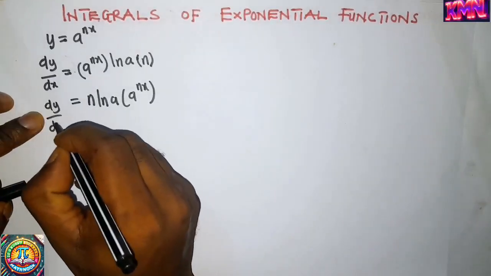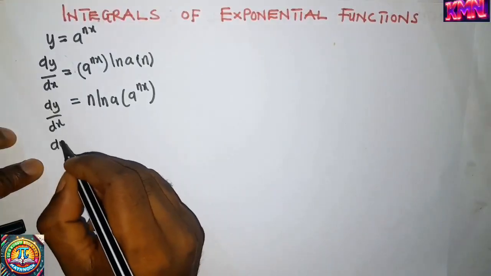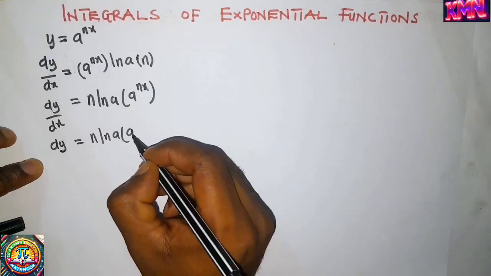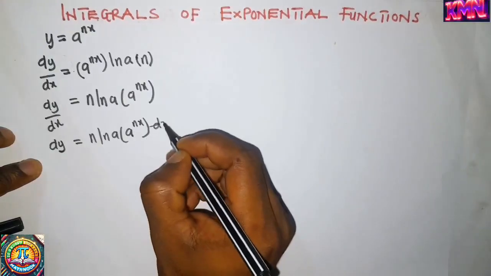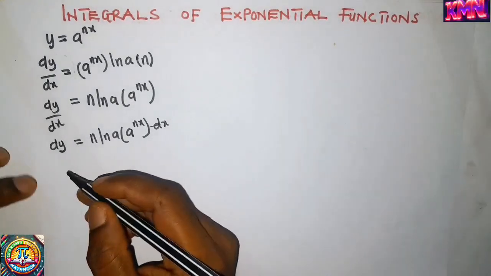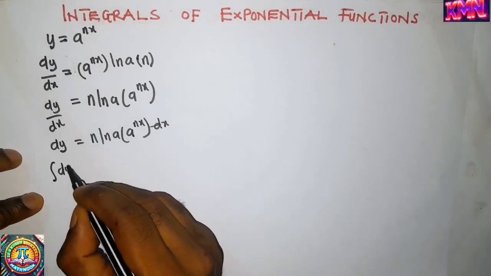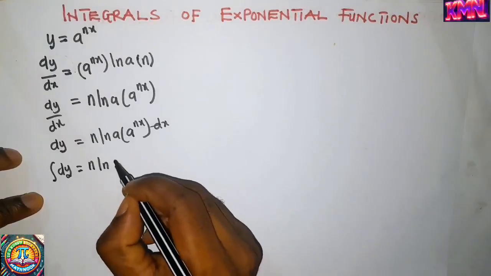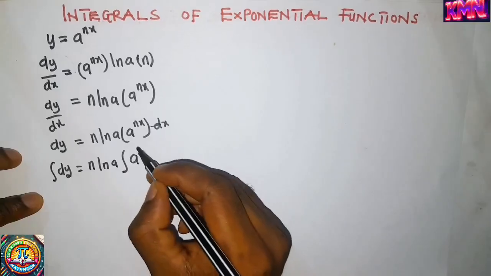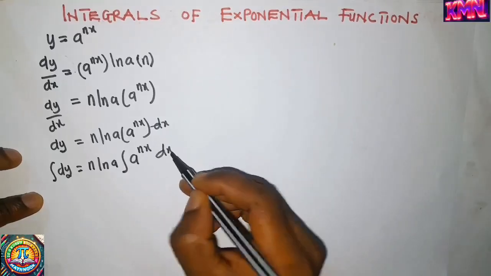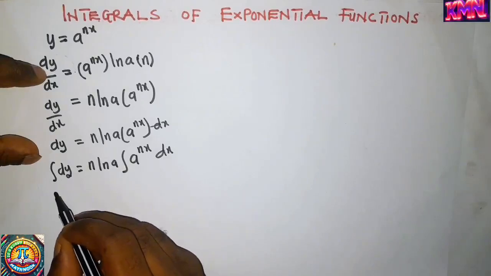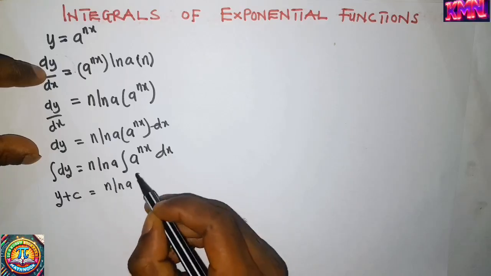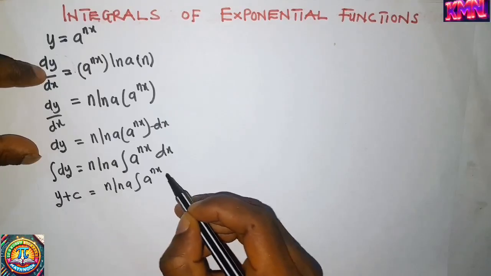dy/dx. So making dy the subject, we're going to get dy equals n ln a a^(nx) dx. Let's integrate both sides. So I'm going to have integral of dy equals, the whole of n ln a is a constant, so we're going to have n ln a integral of a^(nx) dx. Integrating dy, we're going to get y plus c equals n ln a integral of a^(nx) dx.